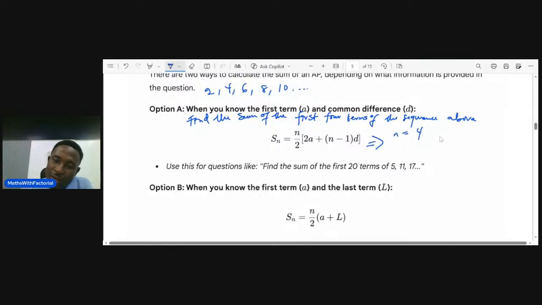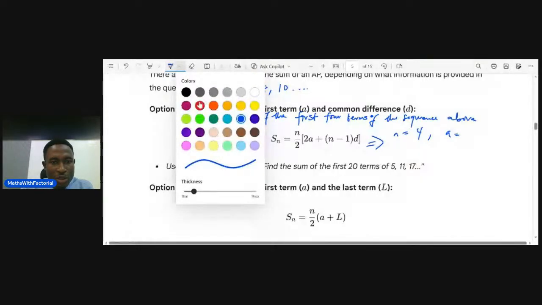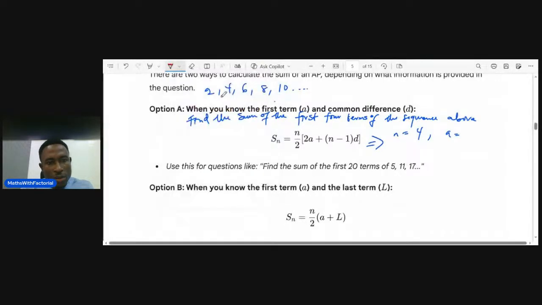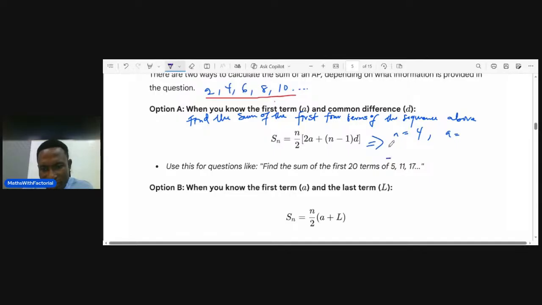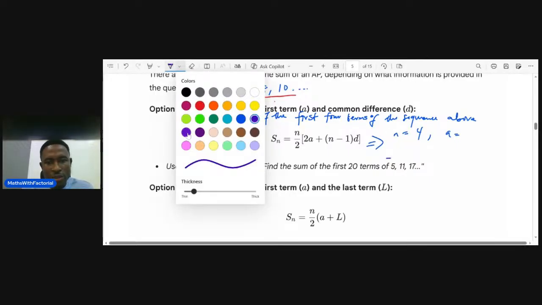Let's list out our parameters. n is 4. a is what? 2. Don't forget, we are still making use of this particular sequence. Let me underline it for you so that you can see. This particular sequence is what we are looking at. We want to find the sum of the first n terms. All right, good. Let's move on.